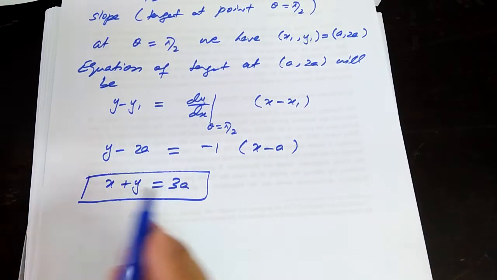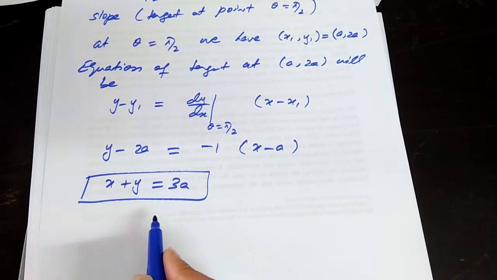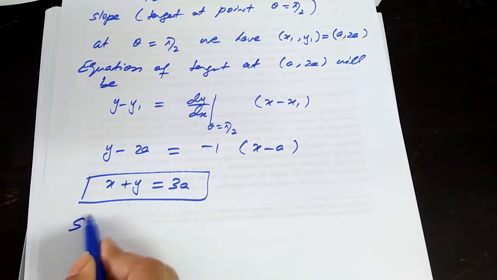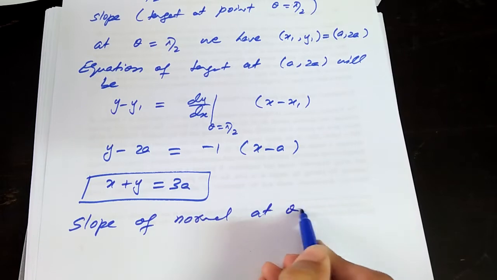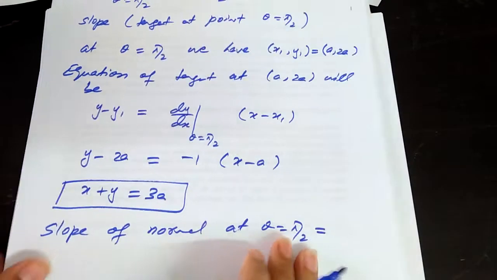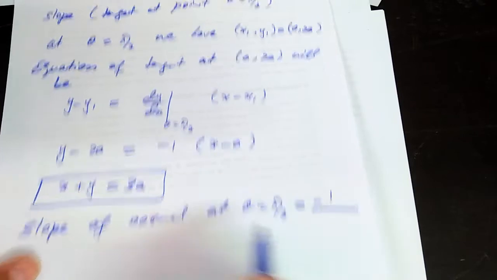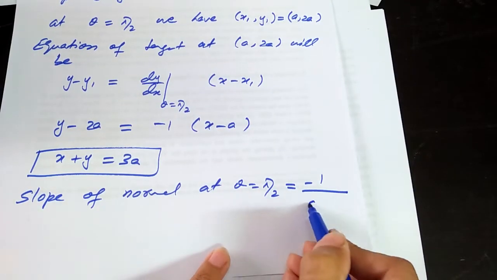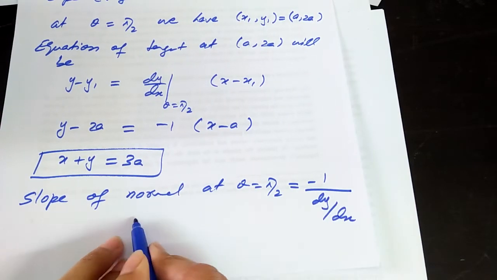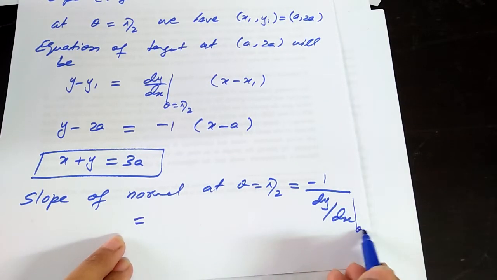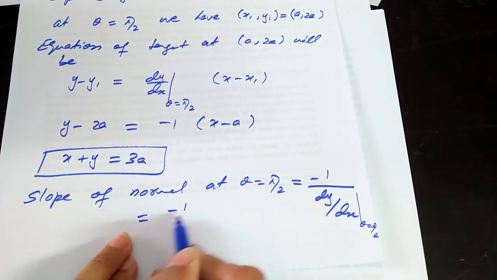Now for the equation of normal, we need the slope of the normal at theta equals pi by 2, which will be minus 1 divided by this slope dy by dx at theta equals pi by 2, that is equals to minus 1 divided by minus 1, so it will be equals to 1 only.